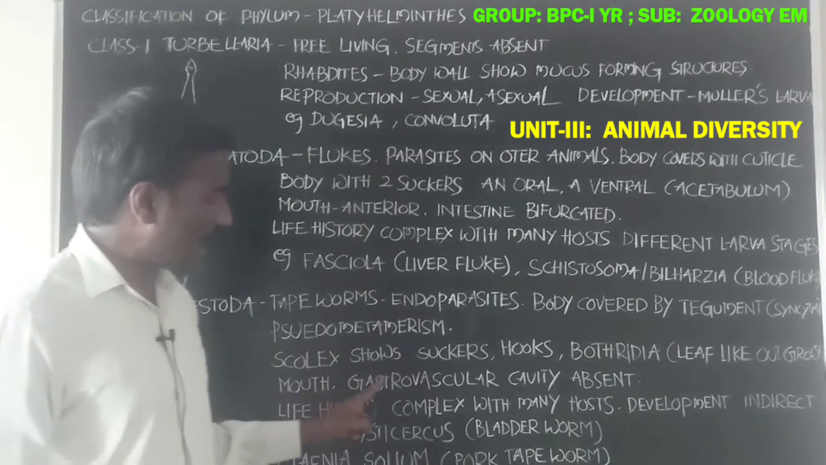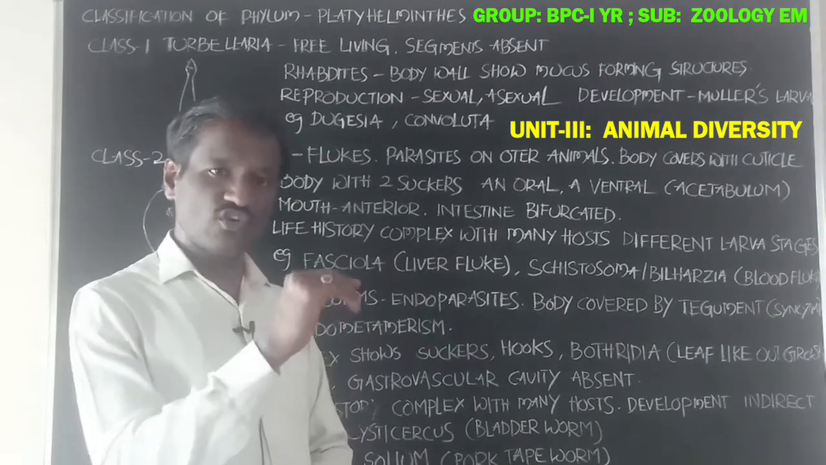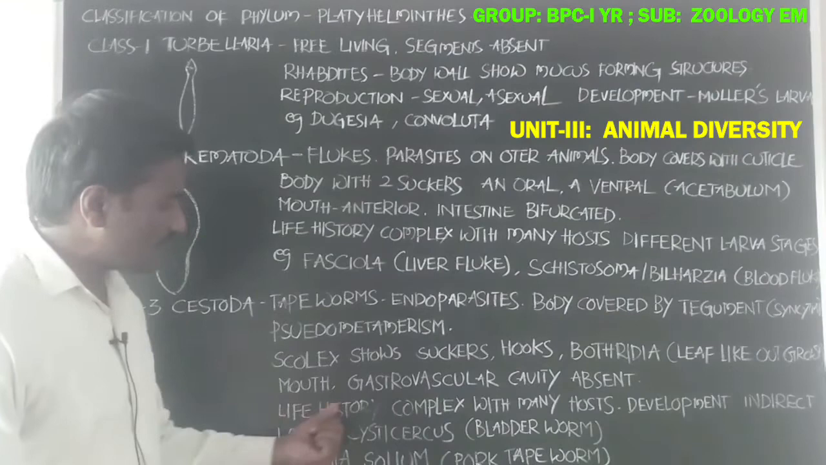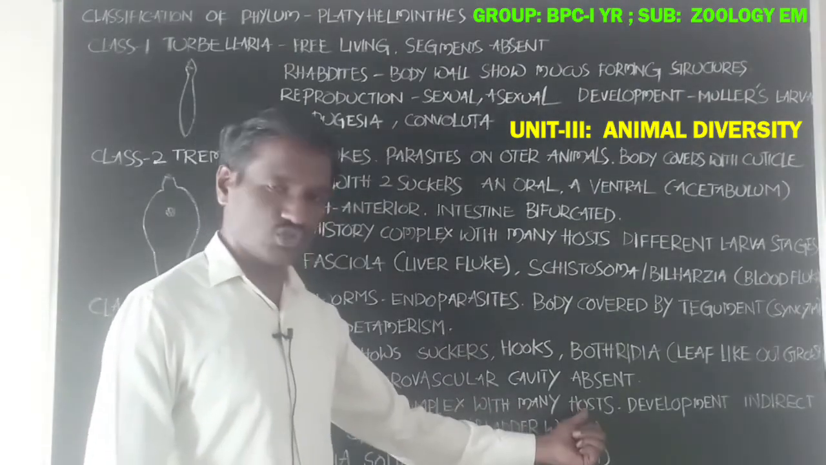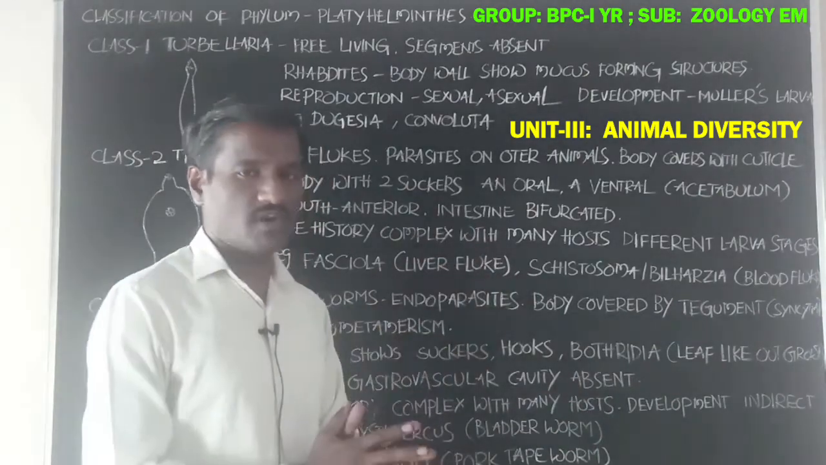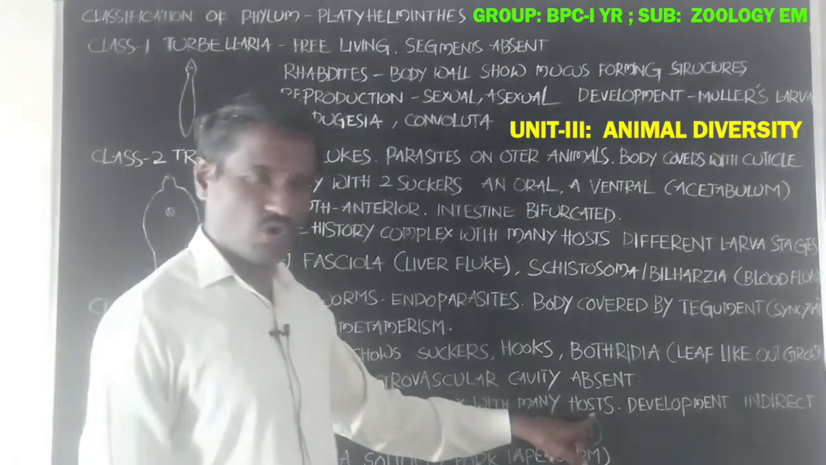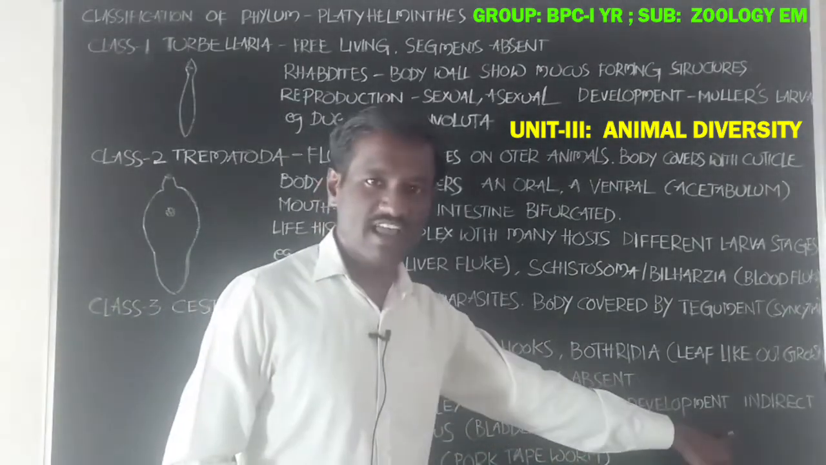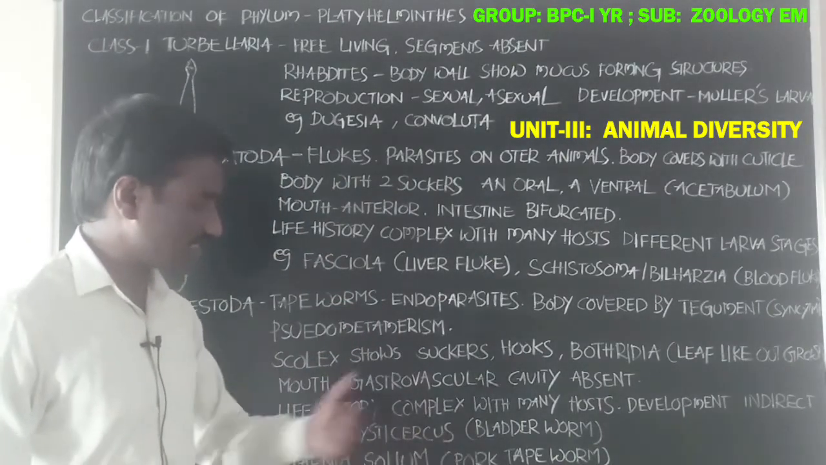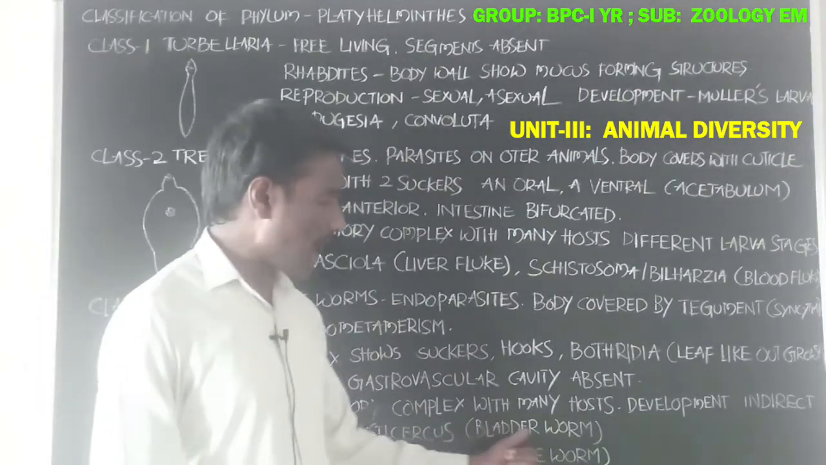Next, the mouth and gastrovascular cavity are absent in these animals. Next, life history is complex with many hosts in the life cycle of these animals. Next, development is indirect. A larva is present; the larva name is Cysticercus larva, also called bladder worm.